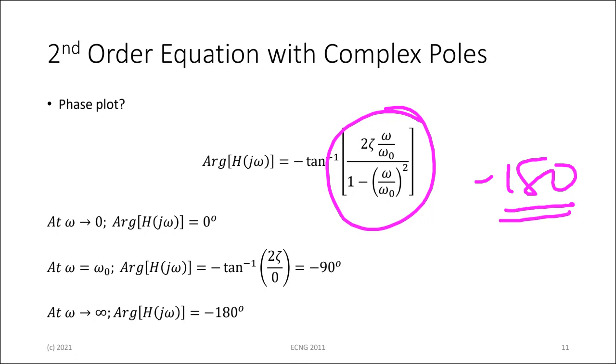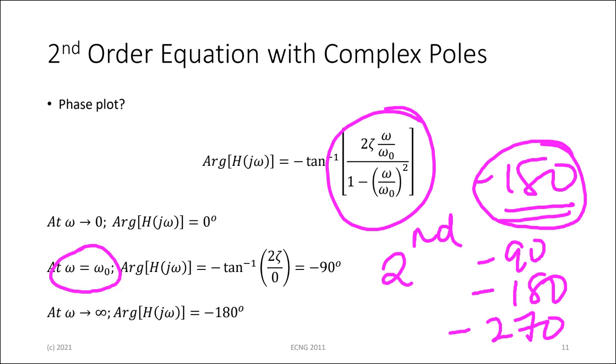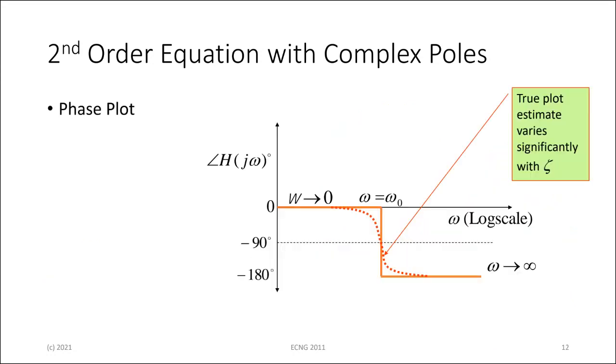We expected this because it's a second order system. Remember, a first order pole, the phase goes to minus 90. A second order pole goes to minus 180. A third order pole goes to minus 270. So this is a second order pole. At omega equal to omega 0, it passes through the minus 90 point on its way to minus 180. So in other words, the phase plot does this.